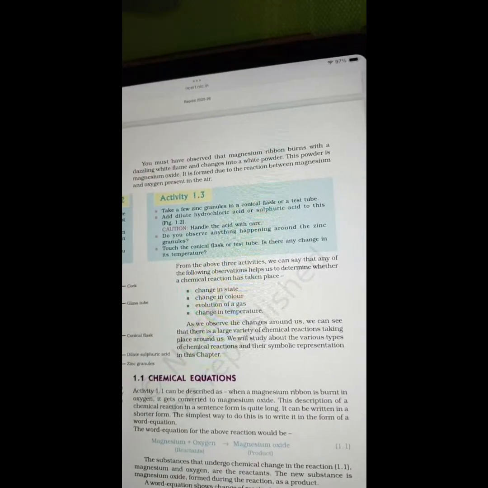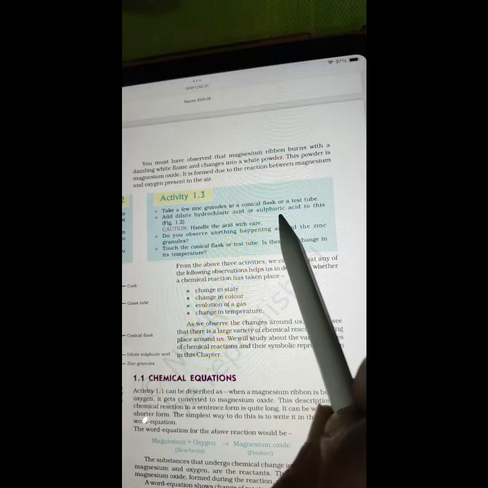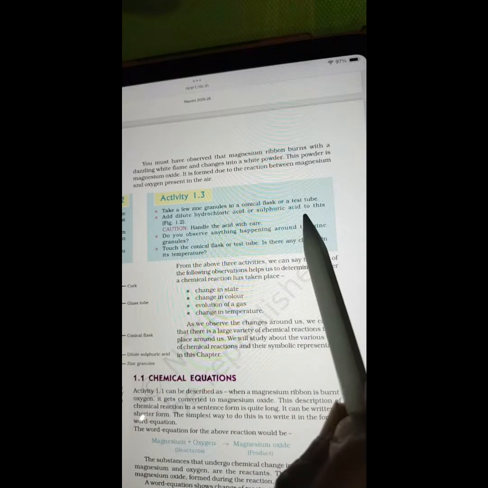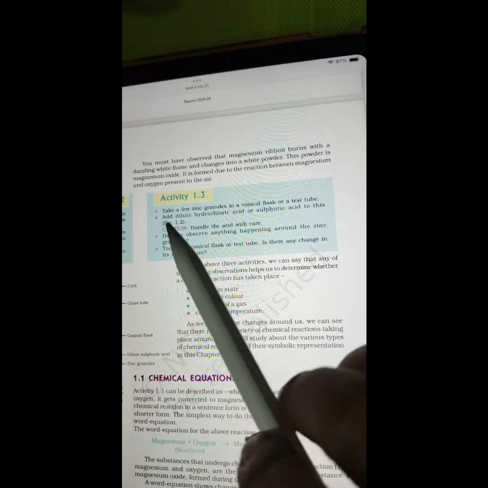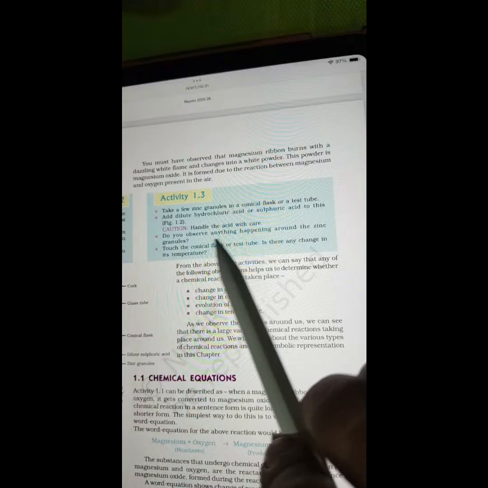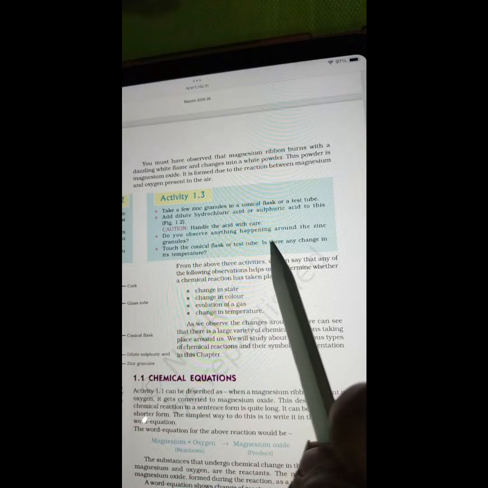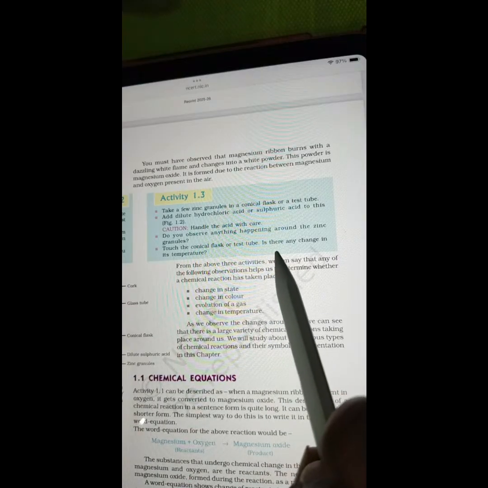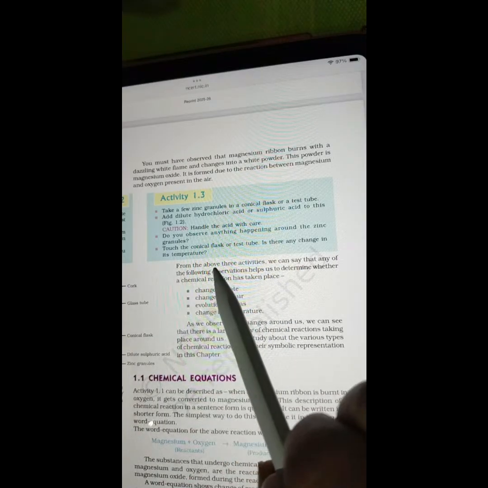Activity 1.3. Take a few zinc granules in a conical flask or a test tube. Add dilute hydrochloric acid or sulfuric acid to this. Figure 1.2 is showing you this. Caution: handle the acid with care. Do you observe anything happening around the zinc granules? Touch the conical flask or test tube. Is there any change in its temperature?